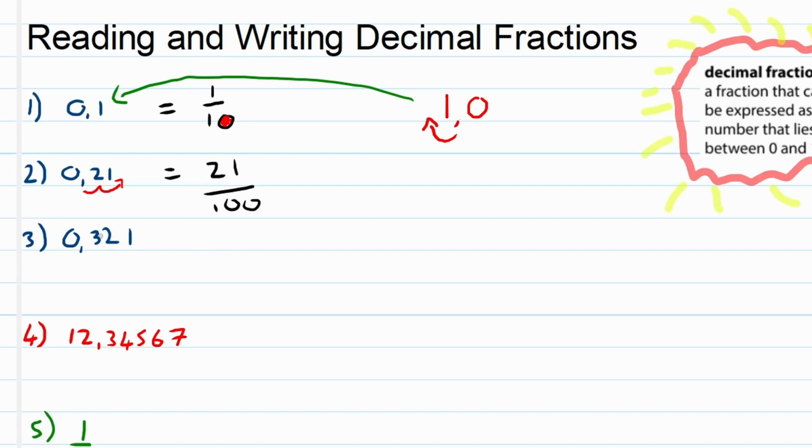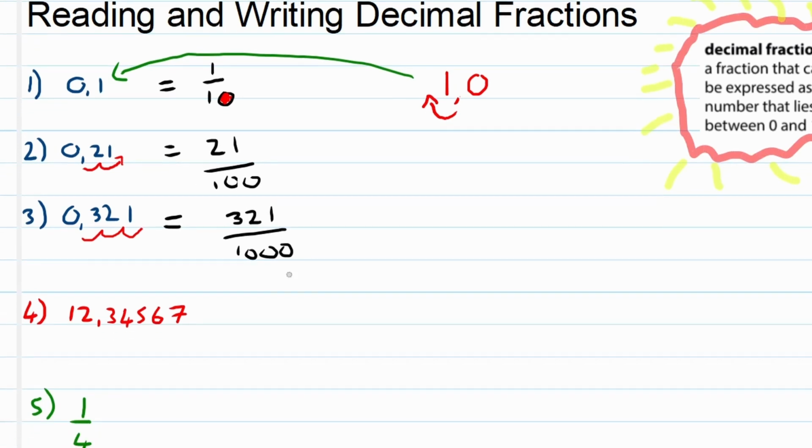Now let's look at 0.321, and yes, you've probably already picked up on the pattern. How many spaces does this comma need to move, indicating the decimal places? 1, 2, 3. Therefore, it has to be divided by 1,000. So this is 321 divided by 1,000. So with the first example, it had to move once, therefore divided by 10. If it has to move twice, divide by 100. If it has to move 3 times, then divided by 1,000. You see the 1 0, 2 zeros, and 3 zeros.